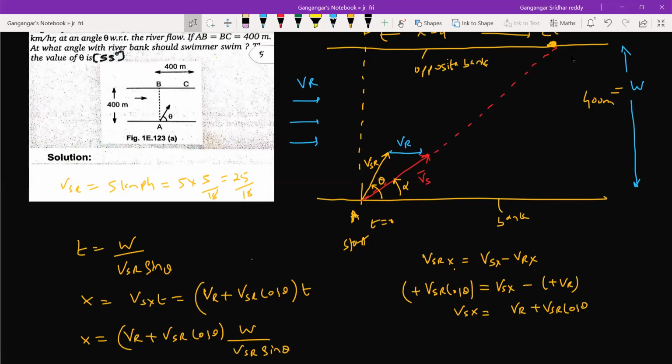So what actually we should do? For what purpose are we doing this problem? This theta, no? Do we know X and W? Yes, X is how much? 400, W is 400. VR value we know, VSR value we know. We substitute all, and will end up with only an expression for theta.